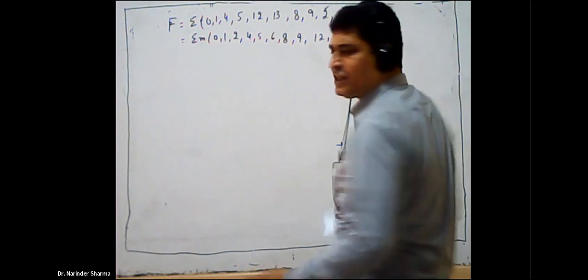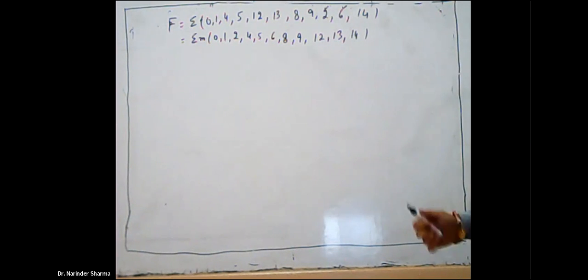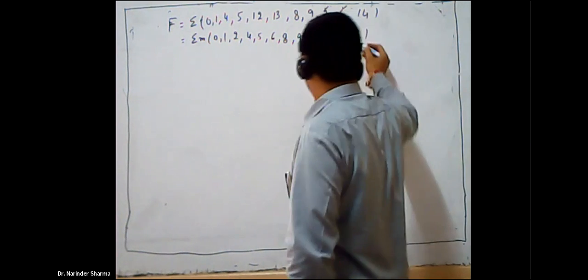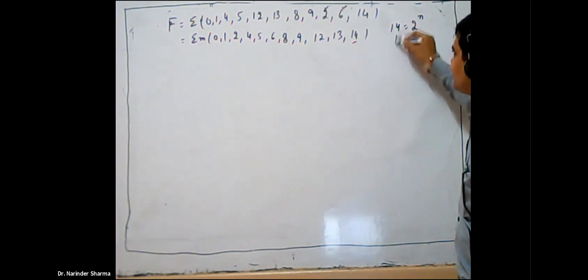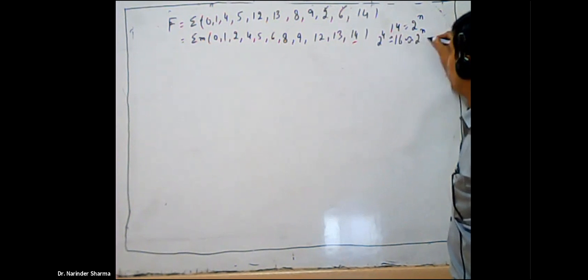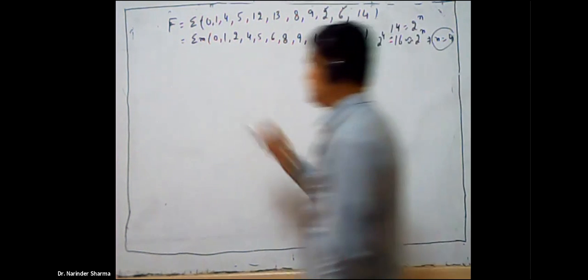We will minimize this by using the K-map. First of all, we have to understand how many variables are required. 16 is nearly equal to 2 raised to power n, which is 2 raised to power 4. So here we can conclude that a 4 variable K-map is required.